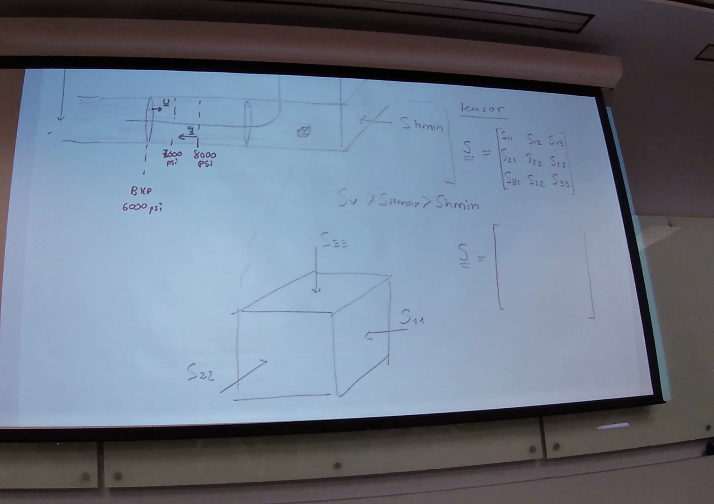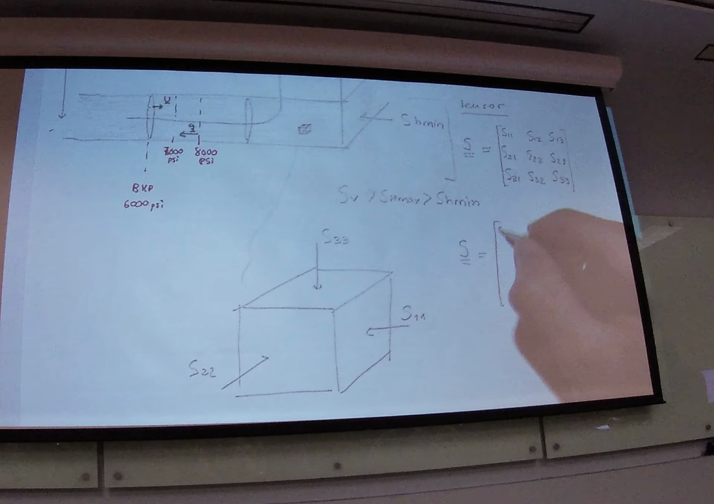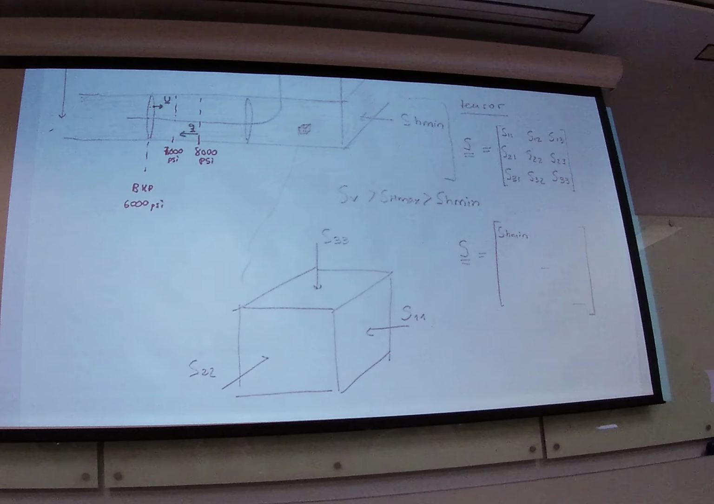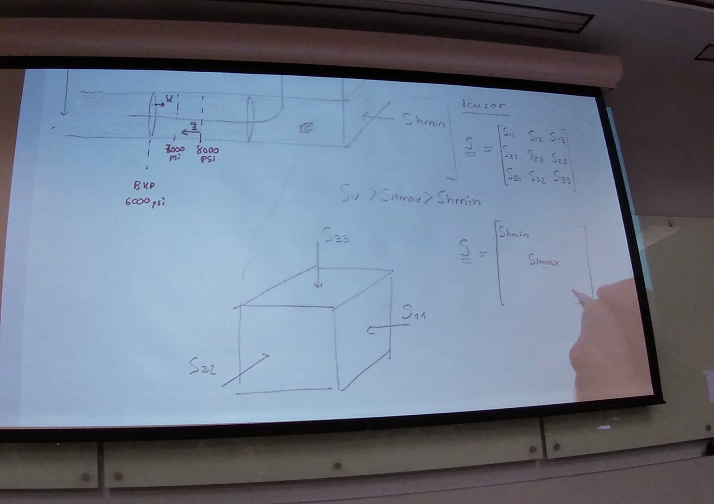So, can you tell me now, according to what I just said, that diagonal terms are going to go here, which one is S11 in this example? It is SH min, right? Which one is going to be S22? SH max, very well. We didn't talk so far about SH max, but that's going to be perpendicular to SH min. And the third one, S33, is going to be SV.